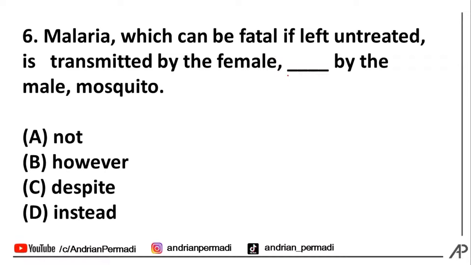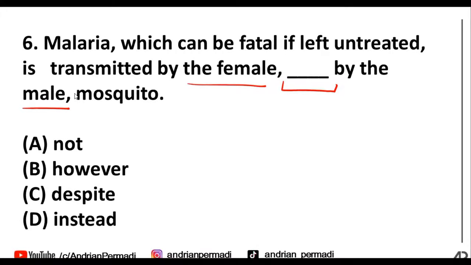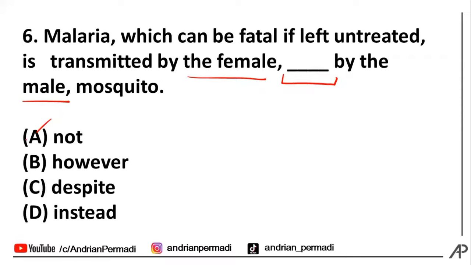For number six, the blank space is near two contrasting words, which are the female and the male. This is one of the clues that the sentence needs the negation of an existing prepositional phrase. Therefore, the answer is A, not.